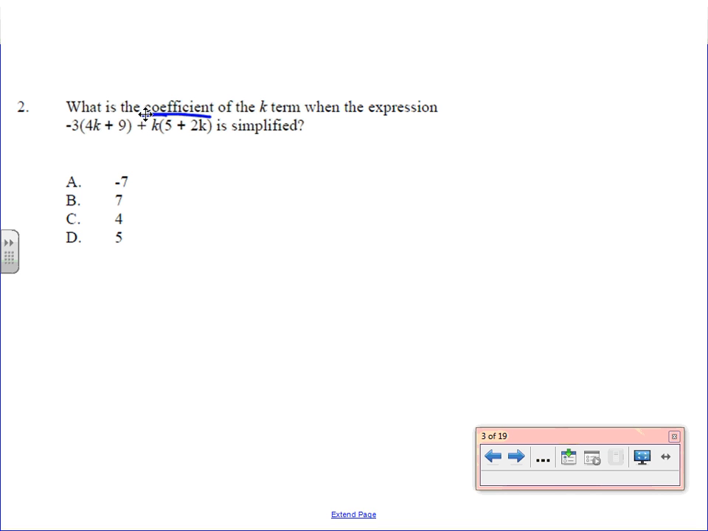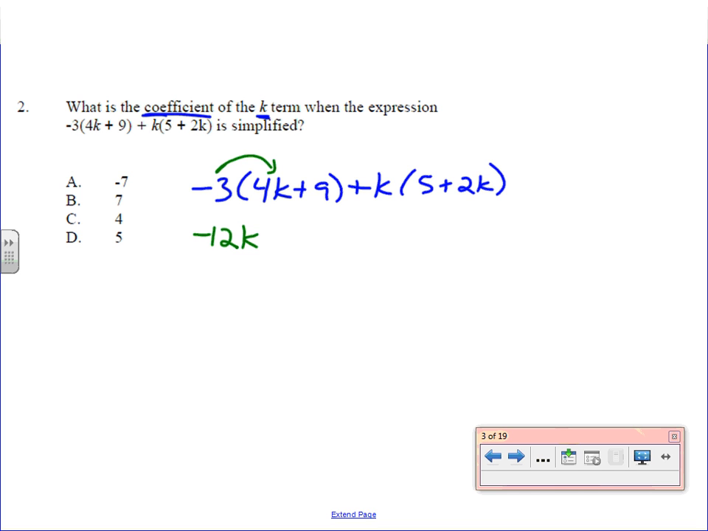Now, in this case, we're going to be looking for the number in front of the k. But before I do that, I've got to simplify it first. So what I'm going to do is take this negative 3 times 4k plus 9, plus k times 5 plus 2k, and I'm going to simplify it first. So to simplify, I'm going to have to use the distributive property. This negative 3 times the 4k is going to give me negative 12k. Negative 3 times 9, anybody know what that is? Negative 27.